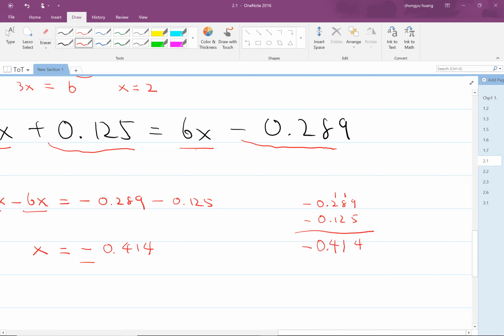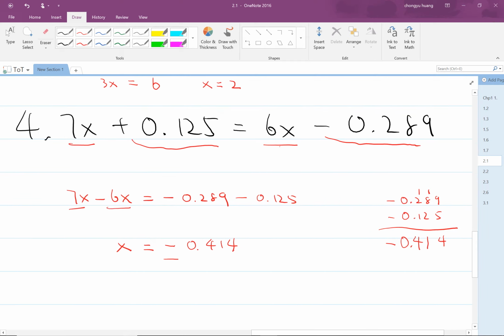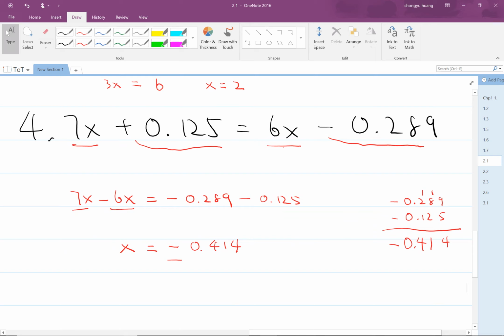and that 4 is just a single number, right? So you just write it down as 4, because there's nothing remaining anymore, right? So that's how you get 0.414 over here, okay? So the solution for this question is x equal to negative 0.414. Don't forget the negative sign, okay?